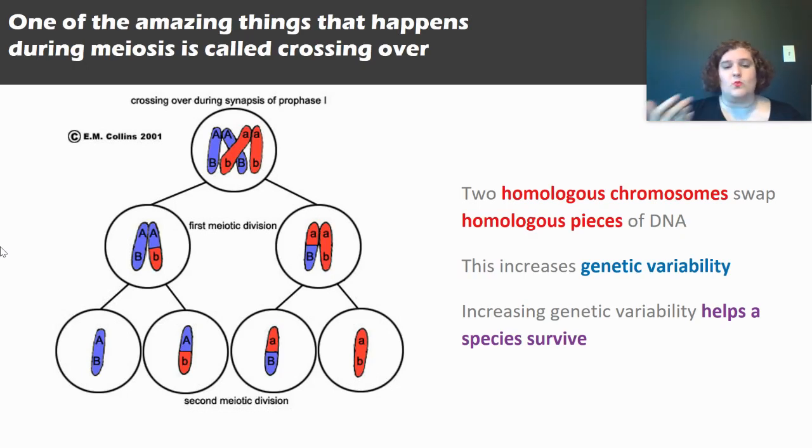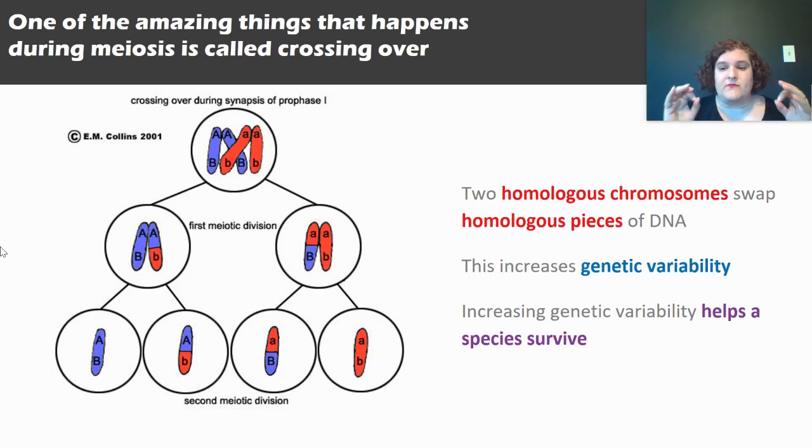It's not like either one of these gametes is going to miss out on having the total amount of DNA. They're all going to get the total amount. But they're going to have a different combination of that DNA. This increases genetic variability, which is good for a species. Genetic variability helps species survive.